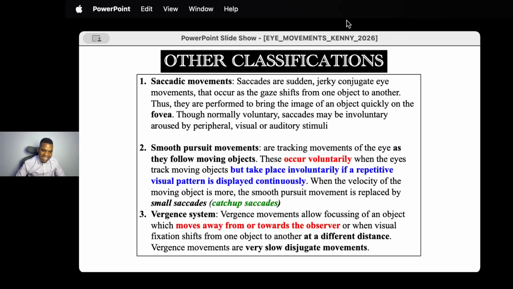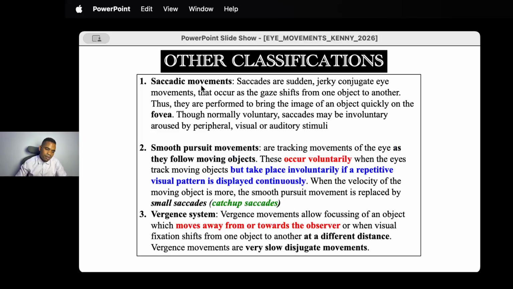So these are sudden, jerk, conjugate movements. Conjugate means they move in the same direction, occurring as the gaze shifts from one object to another. I am giving you another example. Of course, let me use this example. It's covering both parts, the smooth pursuit movement and saccadic movement.